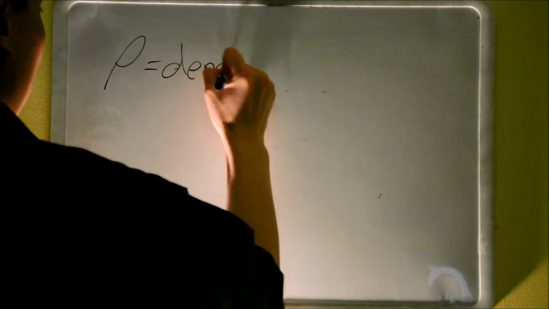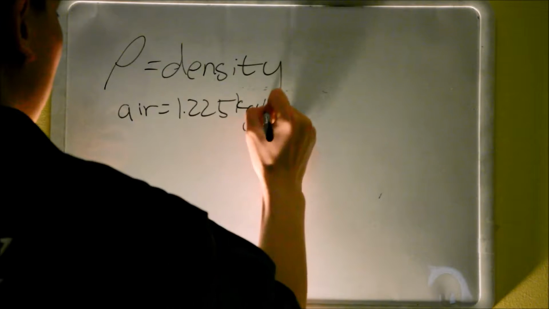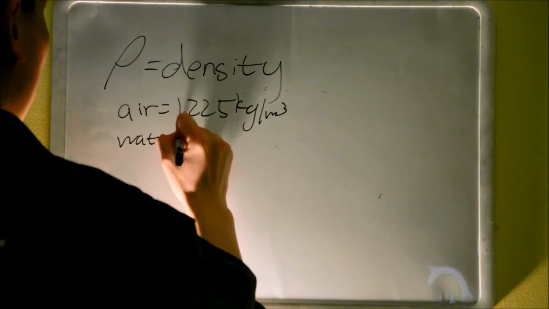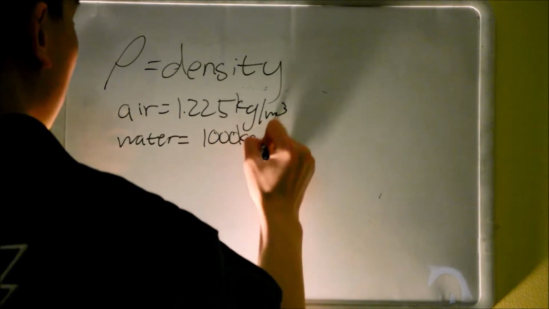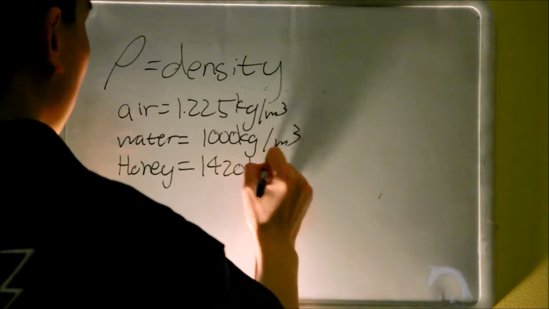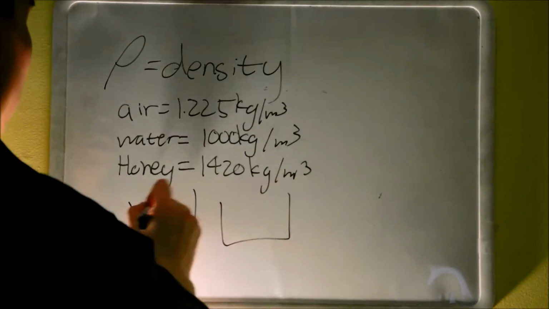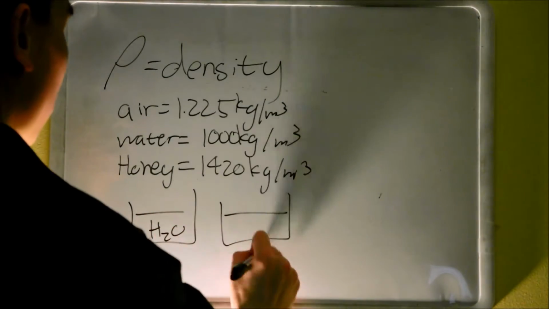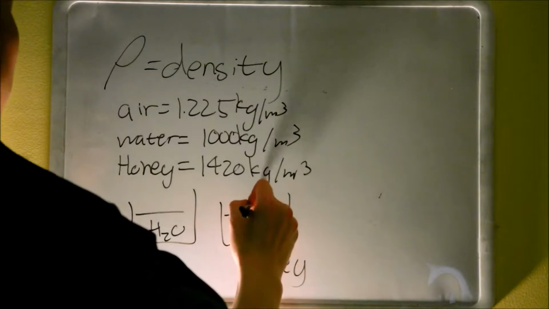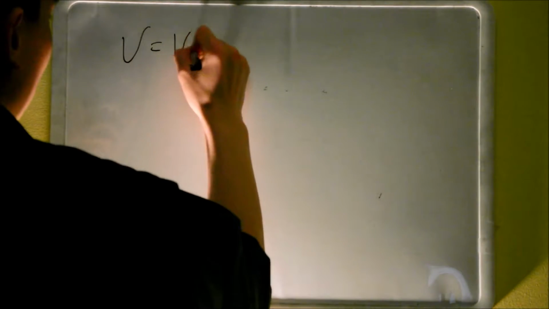The density of the medium is also important. The more dense the medium, the harder it is for the object to pass through. Imagine two equal objects, one dropped into water and one dropped into honey. The object dropped into honey will fall more slowly than the one dropped into water. This is because water is less dense than honey. The density of air is around 1.2 kilograms per meter cubed.